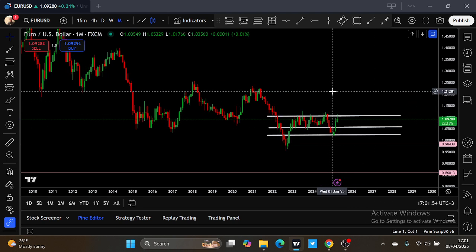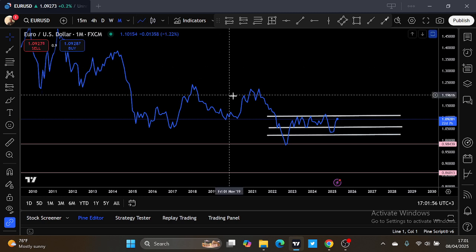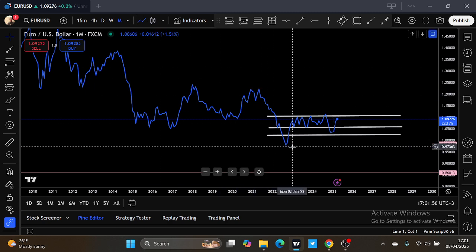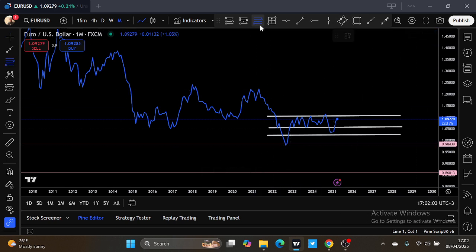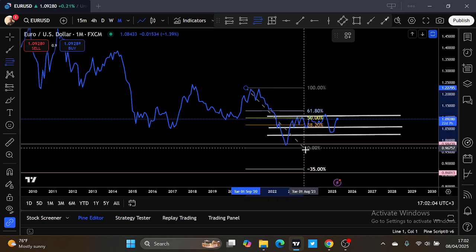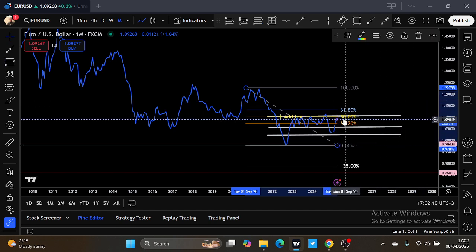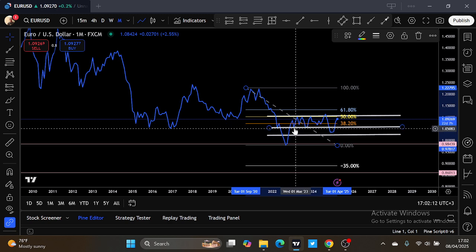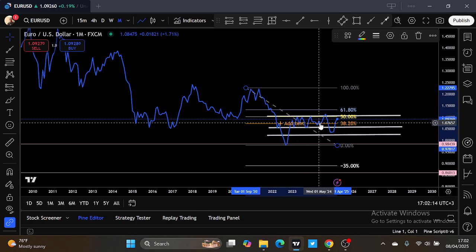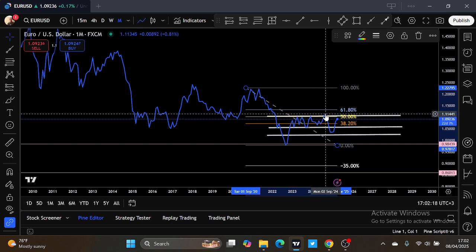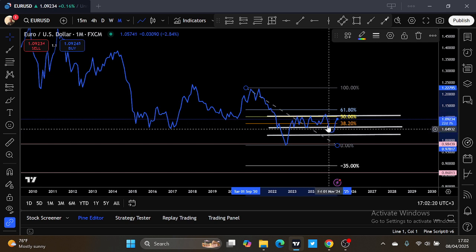Now the first thing you do, go to your line chart and observe the highs and lows. Where is the swing high? It is here. Where is the swing low? It is here. To get your Fibonacci, draw from the swing high to the swing low. Where is your 50%? It is here. You see the retracement is ranging around 50%, and now it has manipulated into the 60%. We are expecting it to sell off.